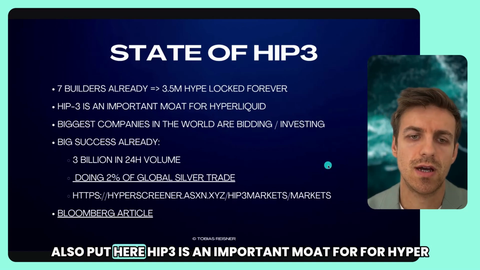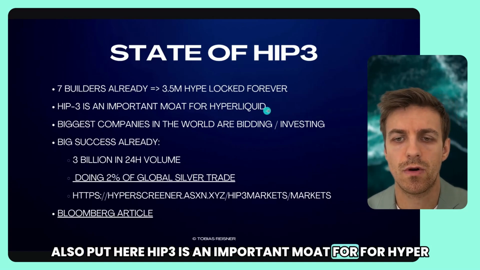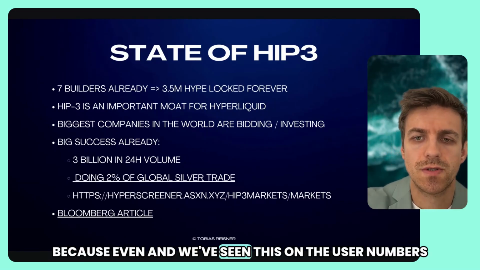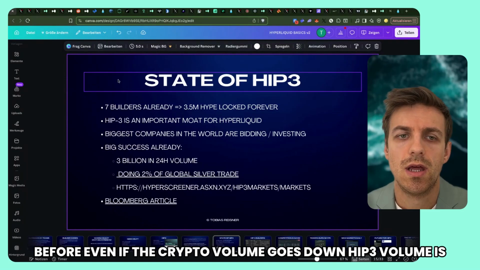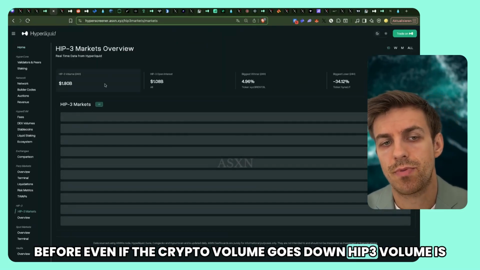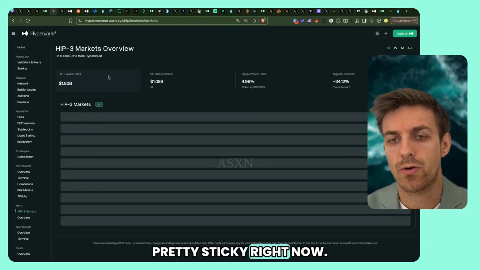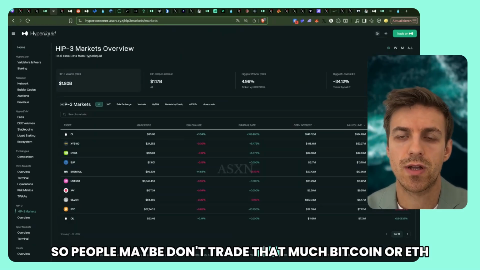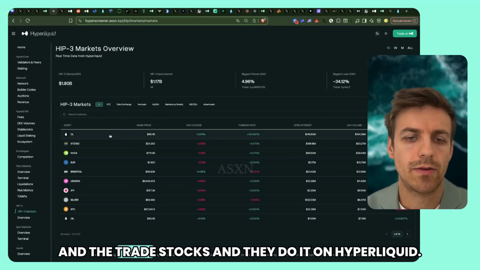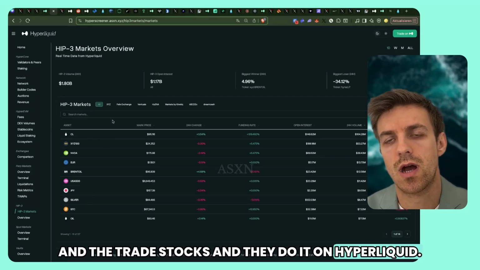I also put here that HIP-3 is an important node for Hyperliquid. Why is that? Because, and we've seen this in the user numbers before, even if the crypto volume goes down, HIP-3 volume is pretty sticky right now. So people maybe don't trade that much Bitcoin or ETH right now, but they trade oil and they trade stocks, and they do it on Hyperliquid.